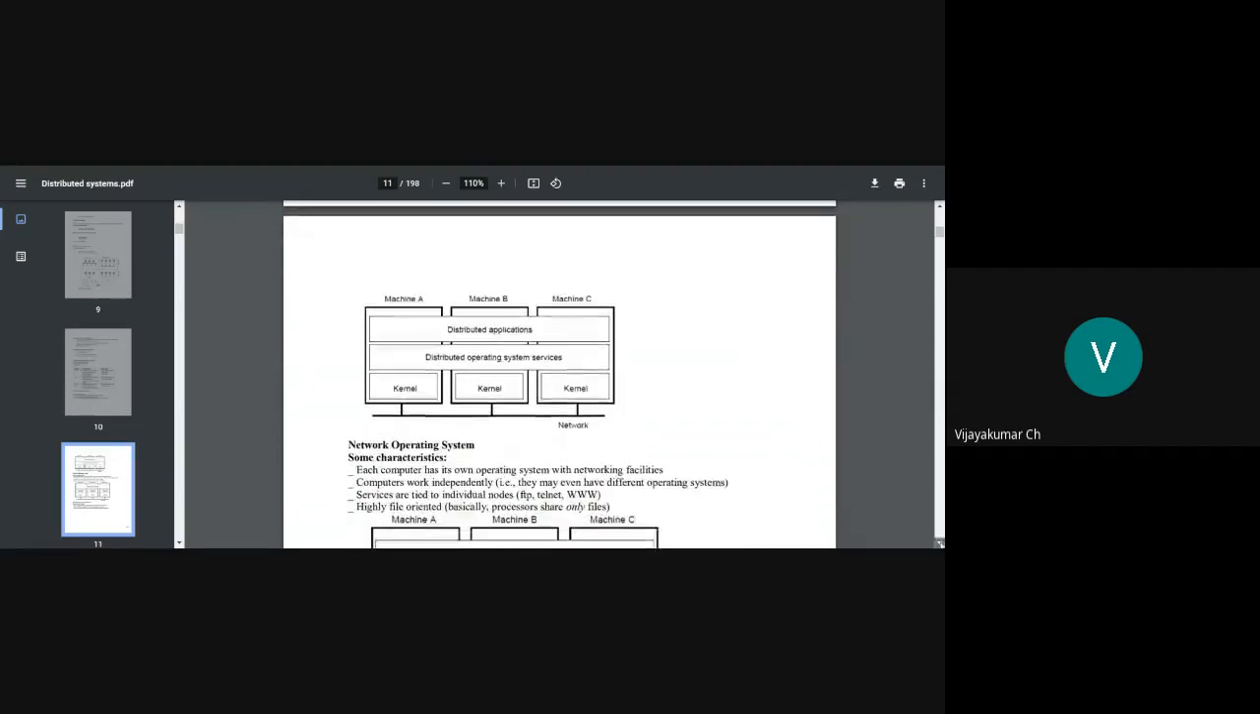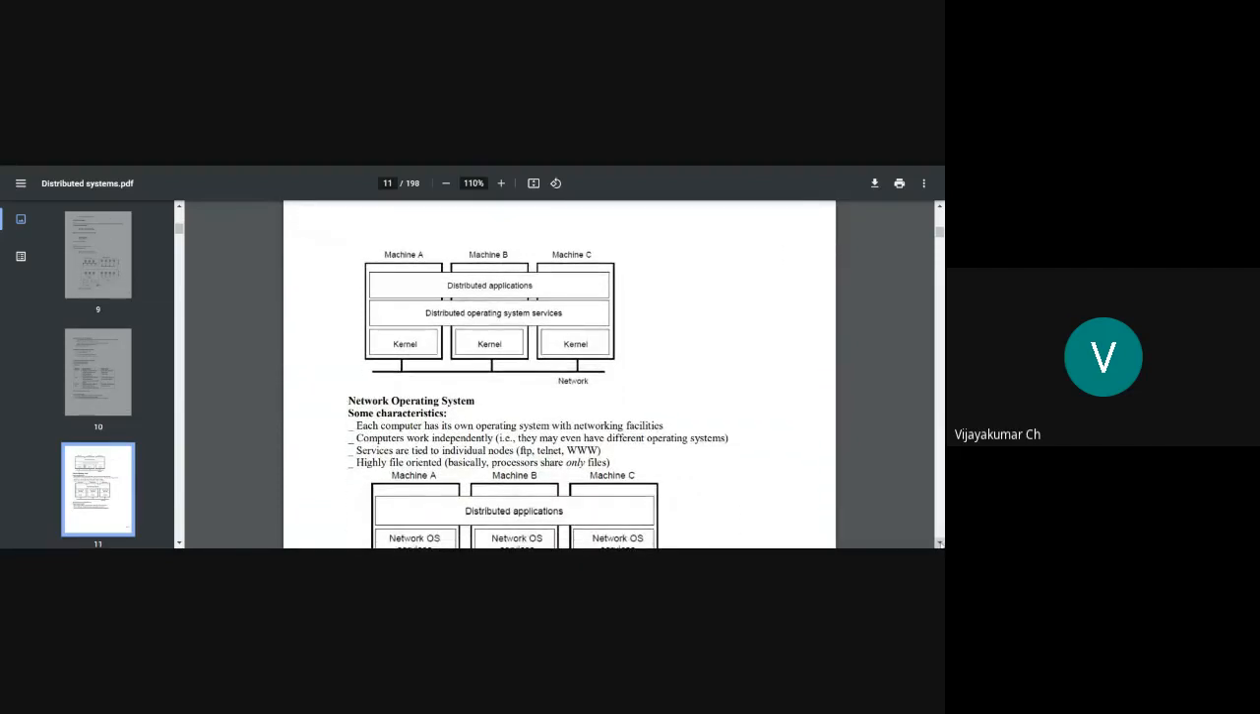Let us look at the particular diagram here. There is machine A, machine B, machine C, and the kernel, and it is a network. Next, distributed operating system services are there. So these distributed operating services are available to machine A, machine B, machine C, using their kernel.